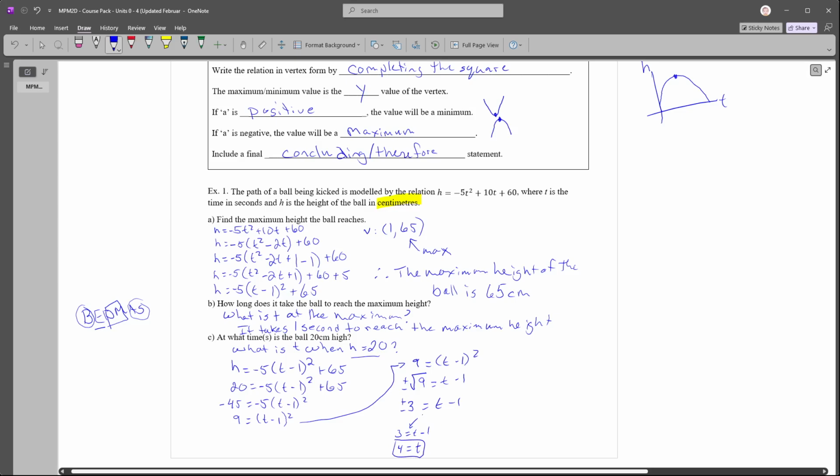However, that's when we added the 3. What if we subtracted the 3? In this situation, we end up with -3 equals t minus 1. -3 plus 1, that's -2 equals t. Now think logically for a second. We're talking about time. How can time be negative? So in that situation, we're going to reject this answer, because in this context, time cannot be negative. Reject. Time cannot be negative.